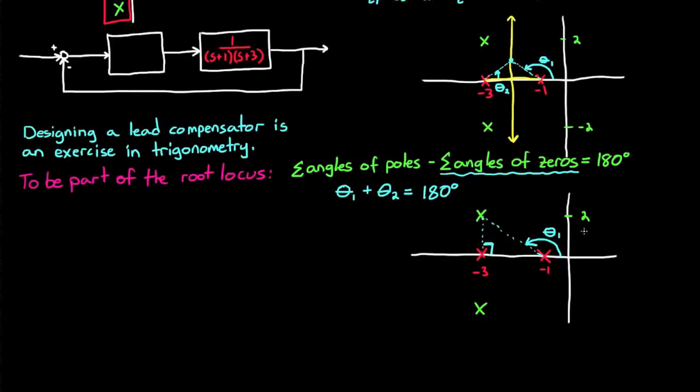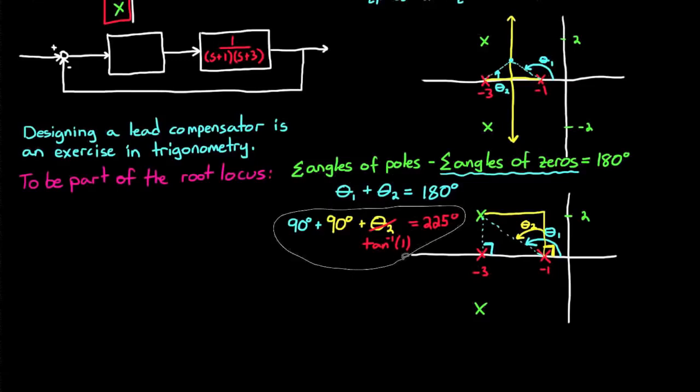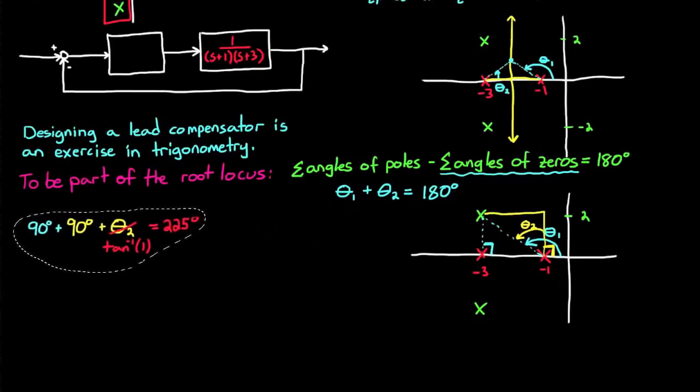The angle on the left is just 90 degrees, and the angle on the right, which I'm calling θ1, is just 90 degrees plus this angle in the triangle, which I'll call θ2. And when we add all of these angles up, we get 90 degrees plus 90 degrees plus whatever θ2 is, which is just the inverse tangent of 1, and this whole thing sums up to 225 degrees. And since 225 is not 180 degrees, we know that this point is not on the root locus.